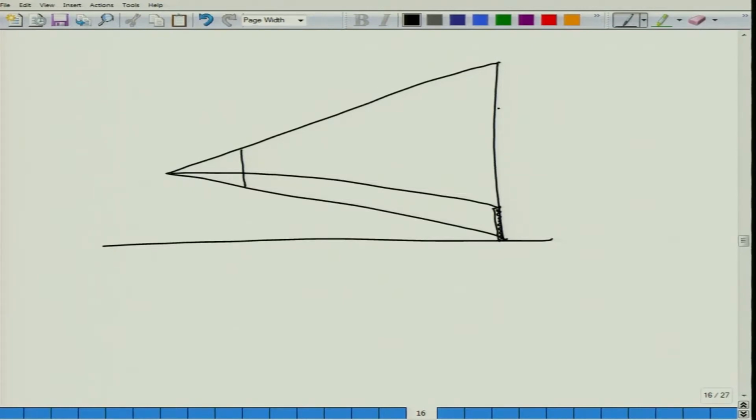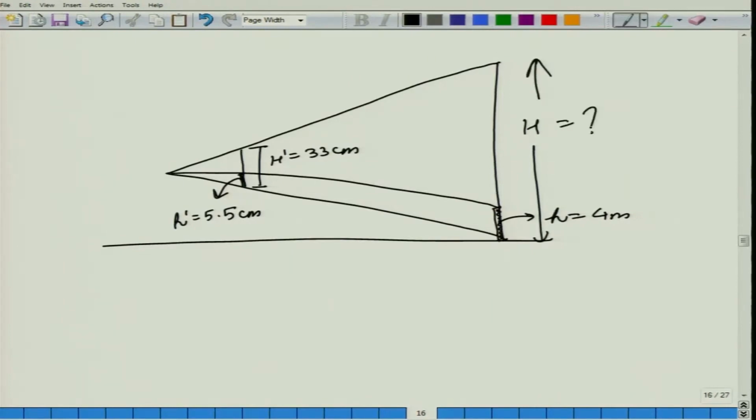So, here we are given that for a tree the staff length is 4 meters. So, we have small h is equal to 4 meters. We are given that the length of the hypsometer is 33 centimeters. So, capital H prime is equal to 33 centimeters and we measure small h prime. So, this distance small h prime is 5.5 centimeters. We need to calculate capital H, that is the height of the tree, which is a question mark.